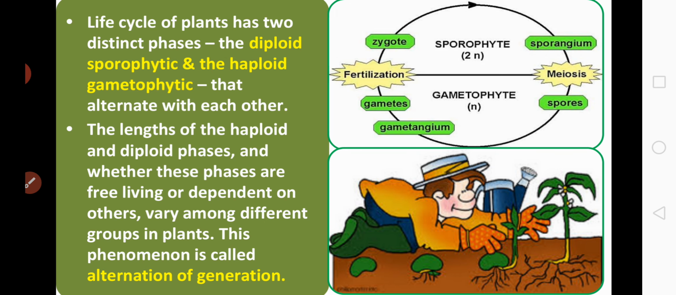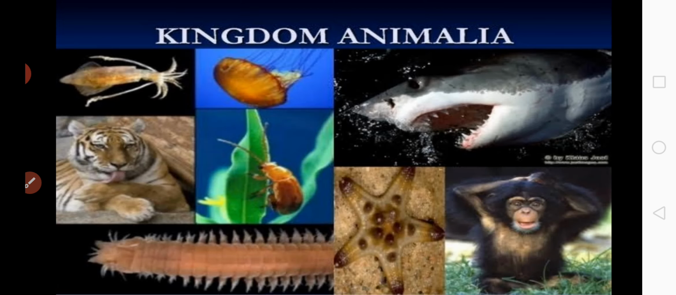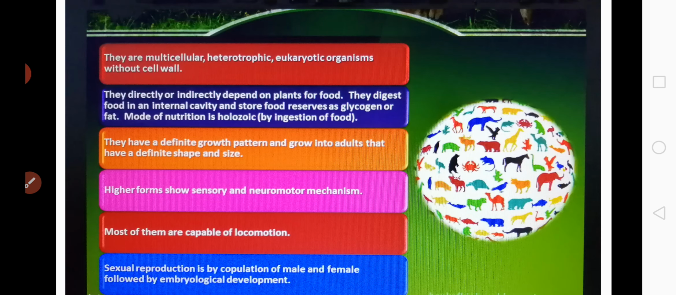Now moving on to the next kingdom, that is kingdom Animalia. So let us see the characters of kingdom Animalia. They are multicellular, heterotrophic, eukaryotic organisms without cell wall. Okay, so kingdom Animalia mainly includes animals, and here the animals are multicellular.